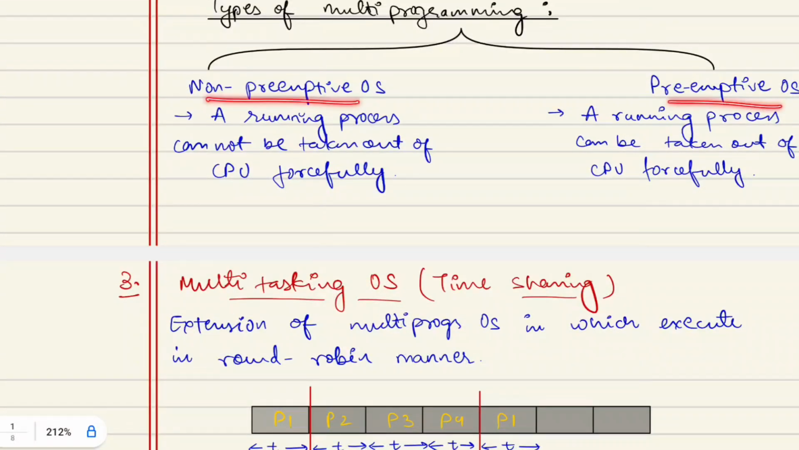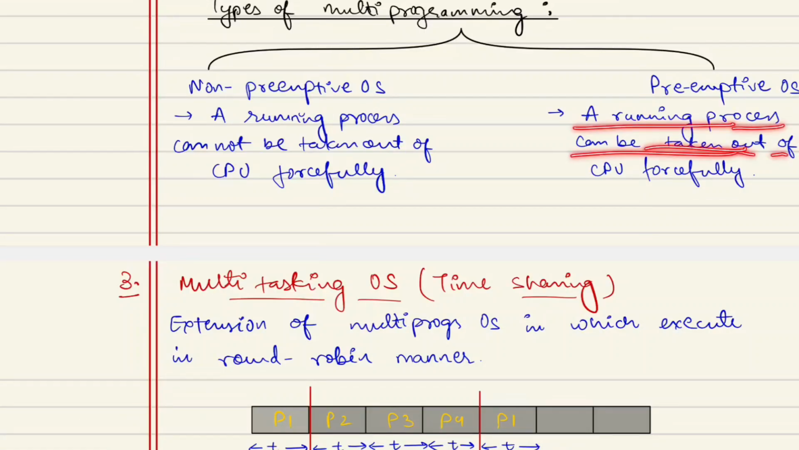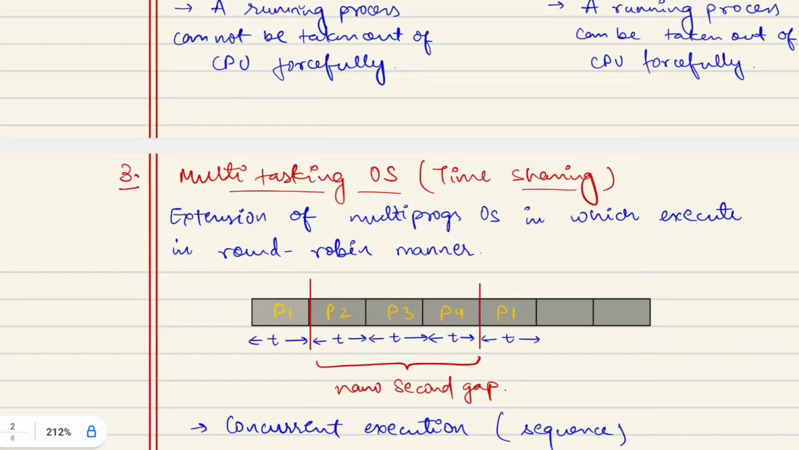Types of multi-programming. We have non-preemptive and preemptive. So preemptive is where a running process can be taken out of CPU forcefully, and non-preemptive is where a running process cannot be taken out of CPU forcefully, based on the priority of other processes that we have in our memory.